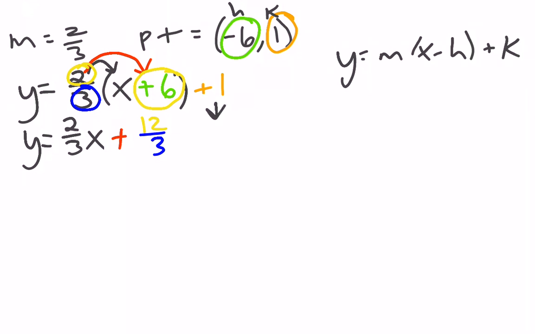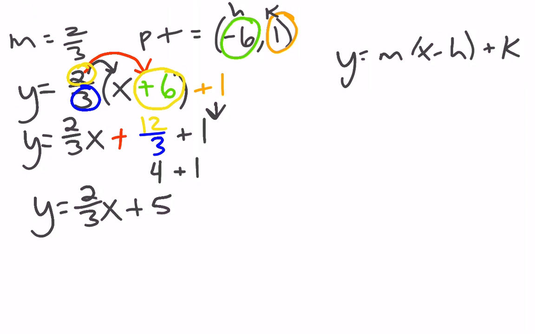We're going to bring down our +1. And then what you can do is do the actual division. So 12 divided by 3 is 4, plus 1 is going to give me 5. So my final answer is y equals 2/3 x plus 5. So to recap, when we have a fraction, you multiply the top, the numerator, times the number in parentheses, and put it over your original denominator. Okay?